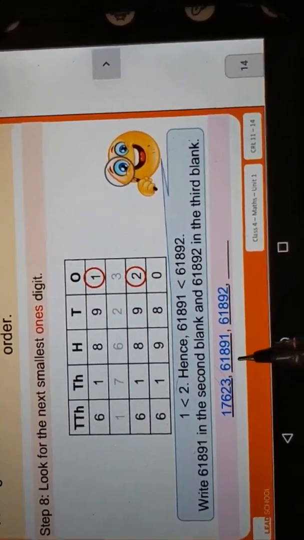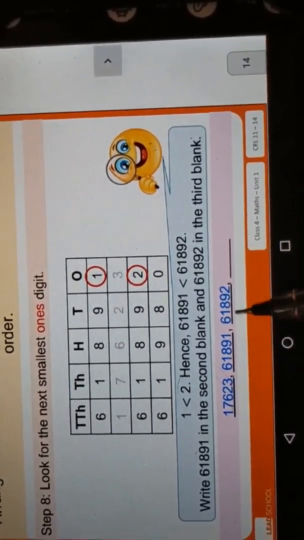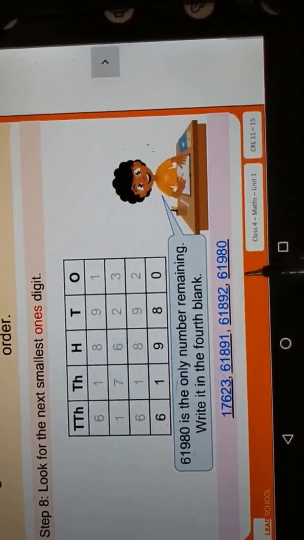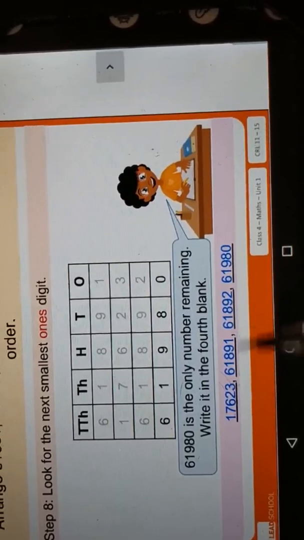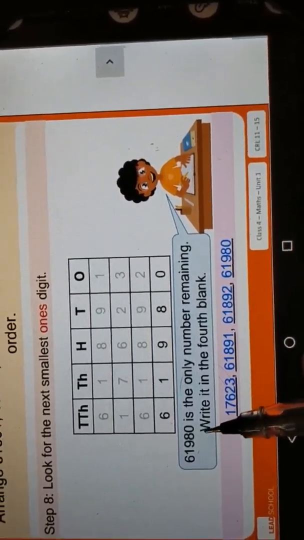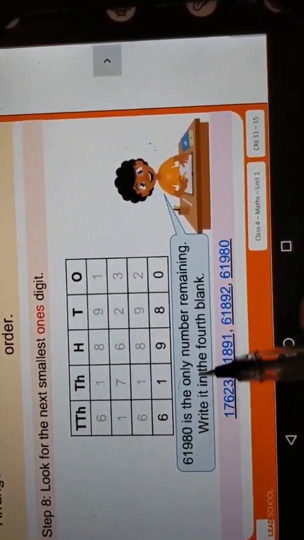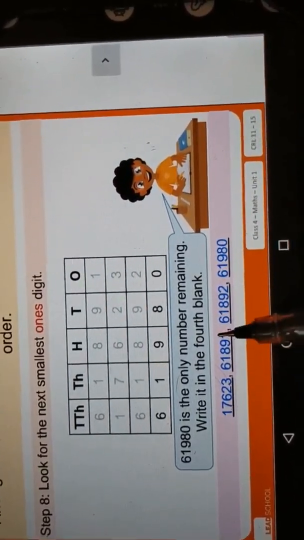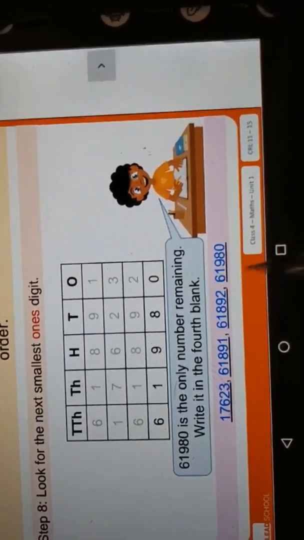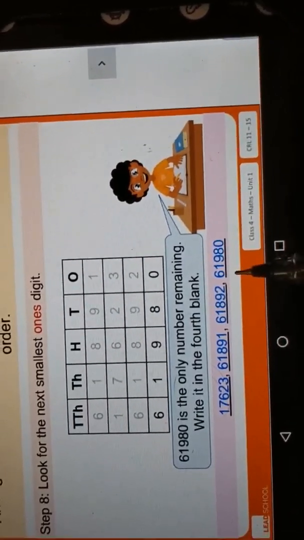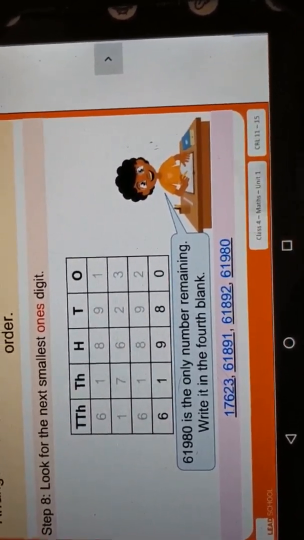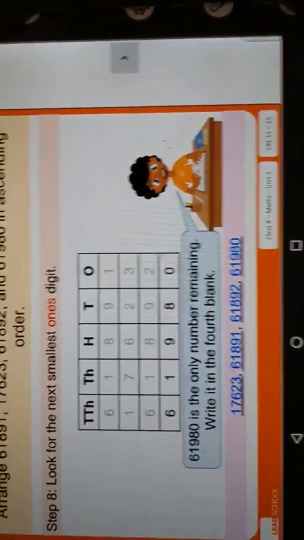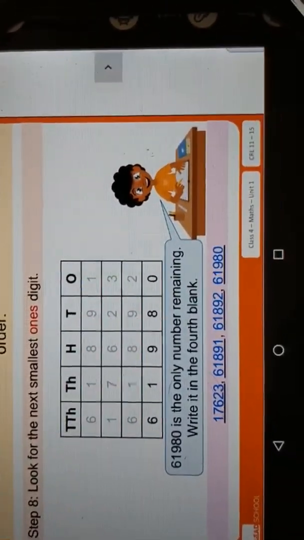So we have to write 17,623, 61,891, 61,892. And in the last we have to write the only remaining number, 61,980, in the fourth blank. So we have to write here 61,980. Now students, I will give you 1 minute. You have to write this.